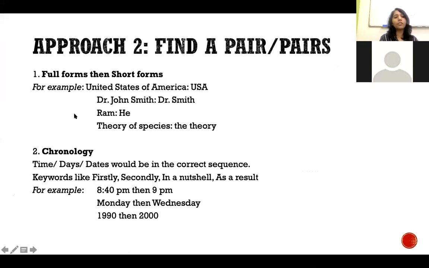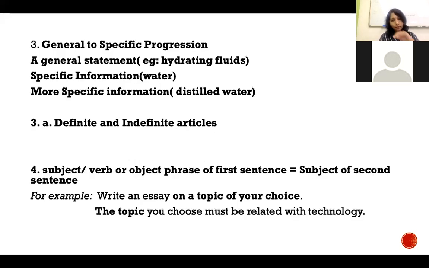Now, the next approach is to use full forms and short forms. So if a sentence contains full forms and then another contains short forms, then the full form statement comes first and only then the short form statement comes. Then another way to find pairs is to look out for chronology. Chronology is also a very good way to pair them up together. So chronology or a sequence of events. Something happens in the morning, then something follows. So a sequence of events or chronology is also a way to make pairs.